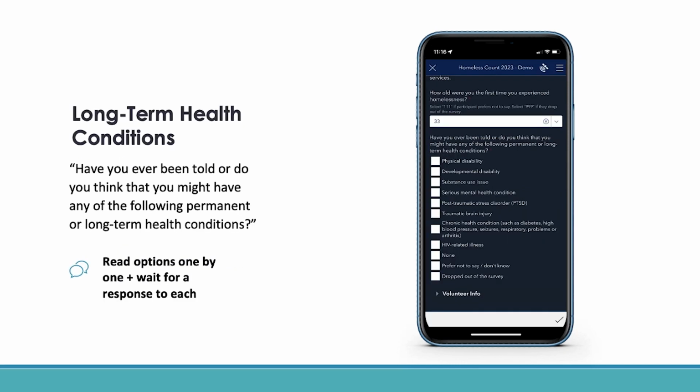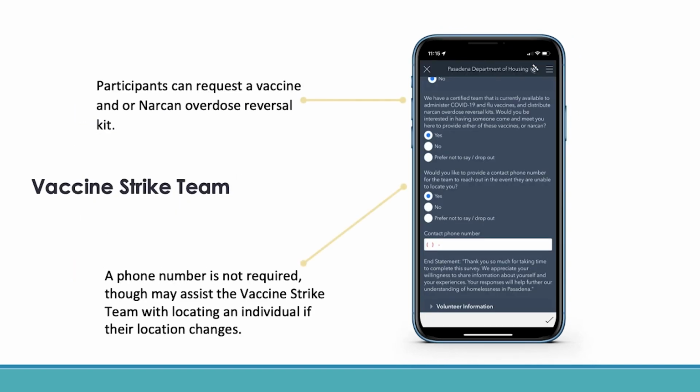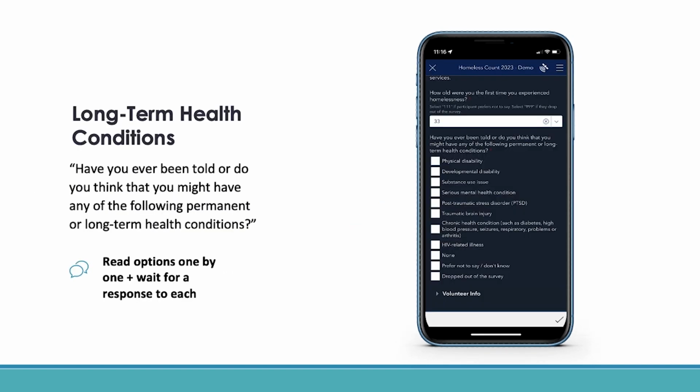The long-term health condition question is the only question where you will read each of the responses to the participant. You will start by reading the entire question and then read off each response one by one and select all of the disabilities the participant indicates they have. Only record what the participant says they have, not based on your own assumptions as a surveyor. You have the ability to select multiple responses for this question.